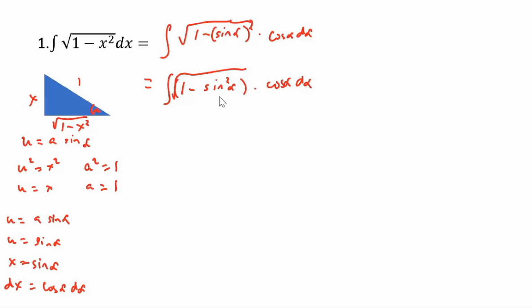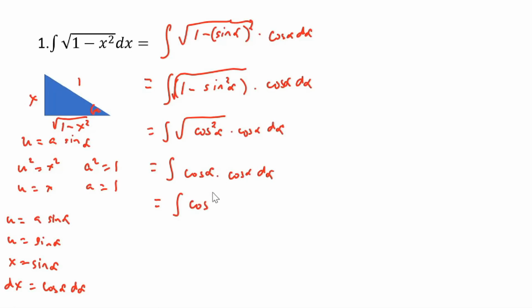But 1 minus sine squared alpha, based on the Pythagorean identity, is equivalent to cosine squared alpha. So we have the square root of cosine squared alpha times cosine alpha d alpha. Taking the root, we can now write here the integral of the square root of the square of cosine alpha, which is just equal to cosine alpha, times another cosine alpha d alpha. Multiplying that, we can now write here cosine squared alpha d alpha.